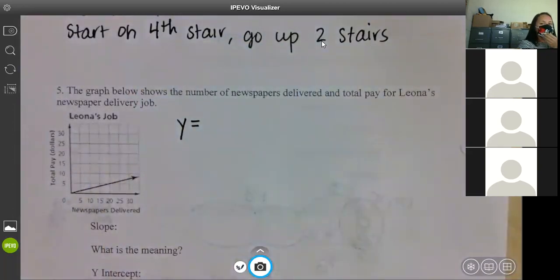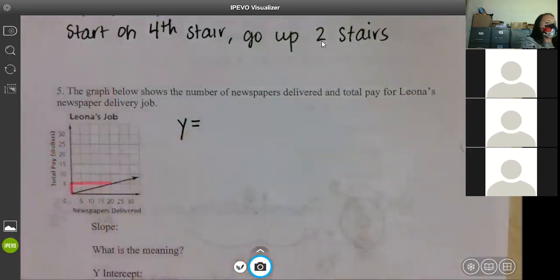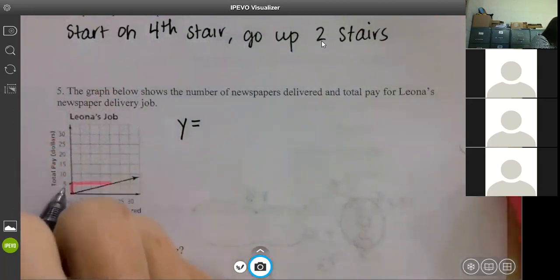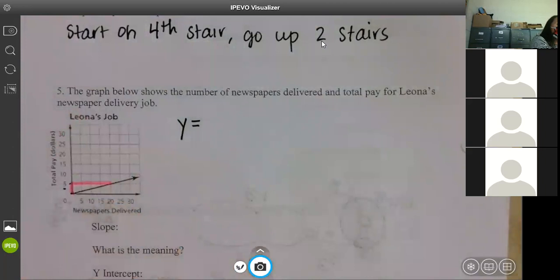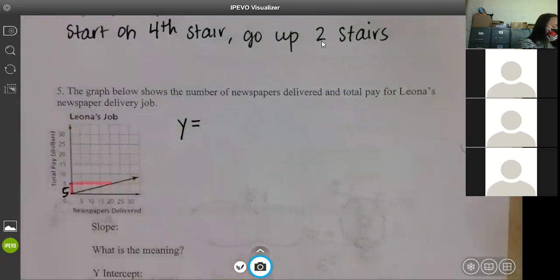Y equals. What's your slope? How do you find your slope on a graph? Yeah, draw your triangle, rise over run. Be careful of the scale though, okay? Be careful of the scale. How far do we rise from 0 to 5? It's from 0 to 5. Look at your scale. Yeah, that's what I was talking about. No worries. I just wanted to point that out.